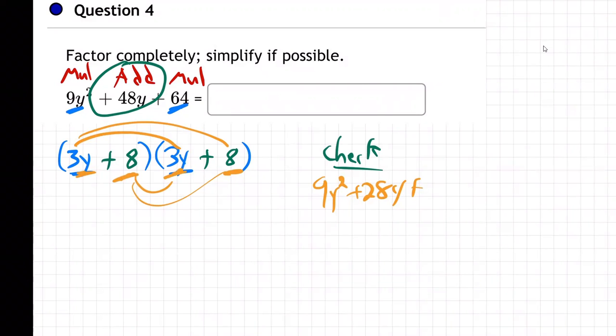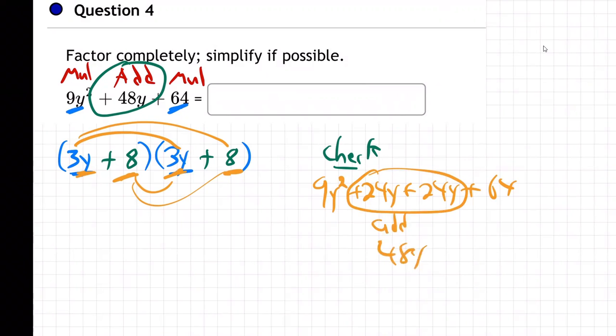Oh, did I say 28? It's supposed to be 24, huh? Got to get a little help with my times tables here. 3 times 8, 24 again. And 8 times 8, 64. Now see what these two do. Now they would add in the middle to be like terms. And they'd be what? 48y, 48y. So it's good. My point is it's already correct. They are multiplying to be the front and the back, and they're adding to be the middle.